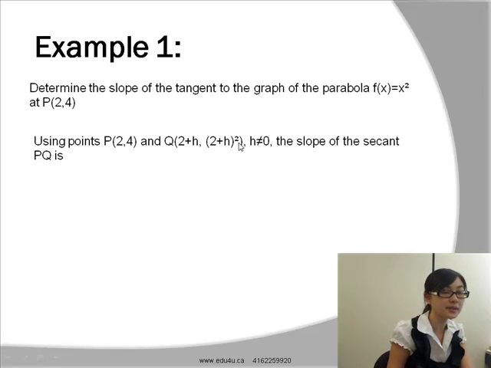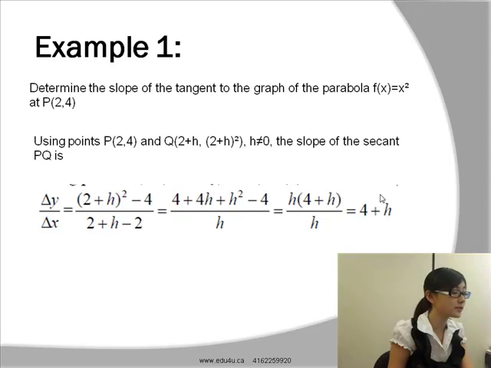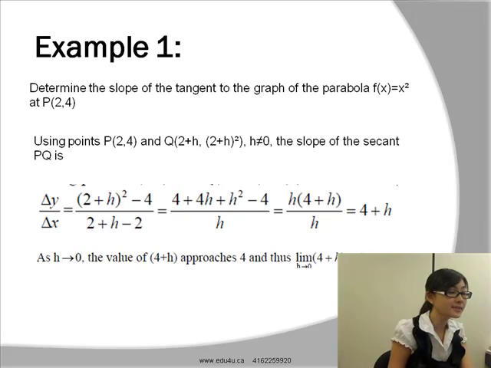Q will be equal to 2 plus h, and 2 plus h is squared because the original function is f of x equals x squared, for h not equal to 0, or else P and Q will be the same point. The slope of the secant PQ will be delta y over delta x, which is 2 plus h, all squared, minus 4, divided by 2 plus h minus 2, which will be equal to 4 plus h.